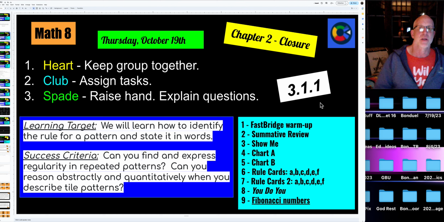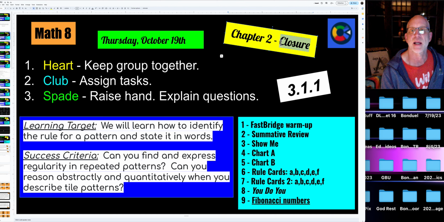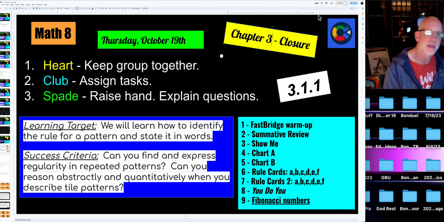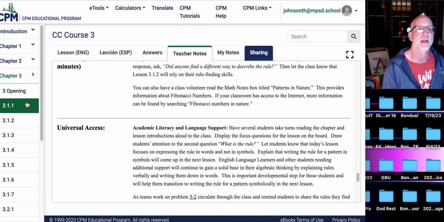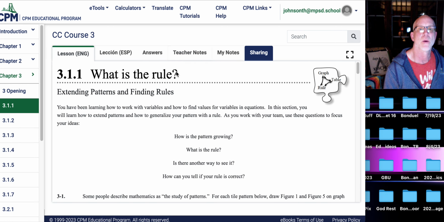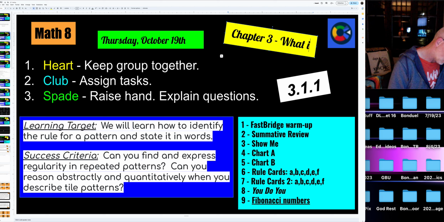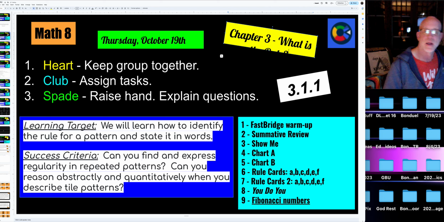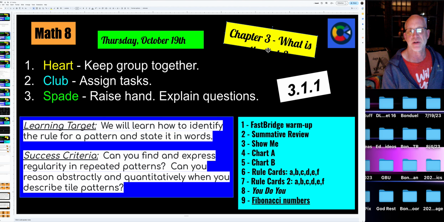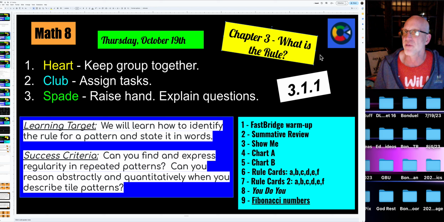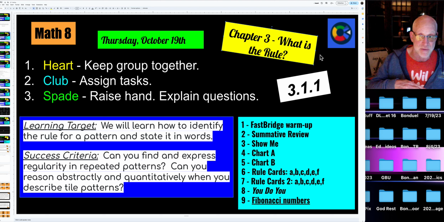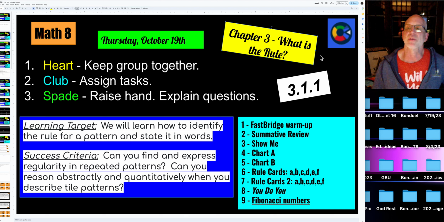We're going to talk about chapter 3. 3.1.1 is called What is the Rule? These are fun. For What is the Rule, we're going to have different figures to look at. Remember the ones where they give you figure 2, 3, 4, and then you have to figure out figure 5, and then go backwards to figure out figure 1, and then extend the pattern out to figure 100.